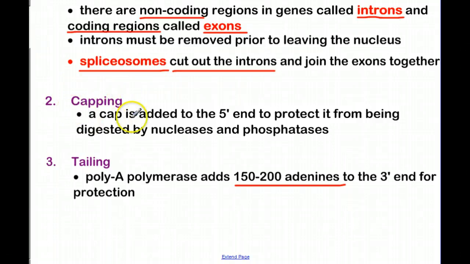So we put a bunch of nucleotides at the beginning, or the 5' end, and a bunch of nucleotides at the end. The capping at the 5' end isn't anything in particular. It could be any one of the four nitrogenous bases. But for tailing, it's very specific, and the enzyme might help you remember that. The enzyme is called poly A polymerase, and that's because it adds adenines to the end. These two are protective mechanisms. The splicing is to get rid of the garbage or junk that we don't need before we send it out into the cytoplasm.